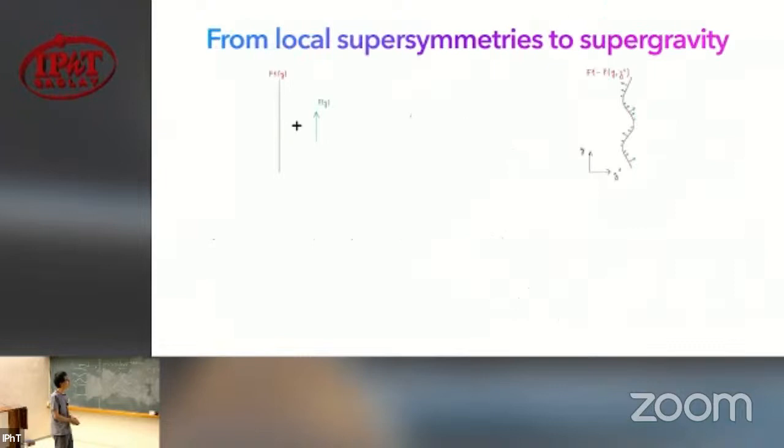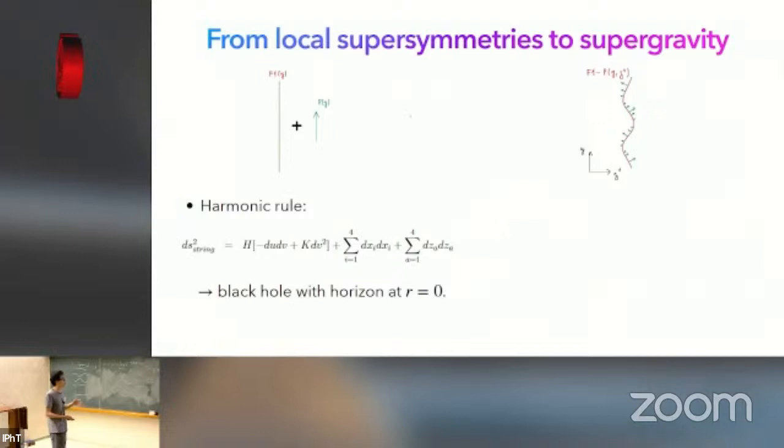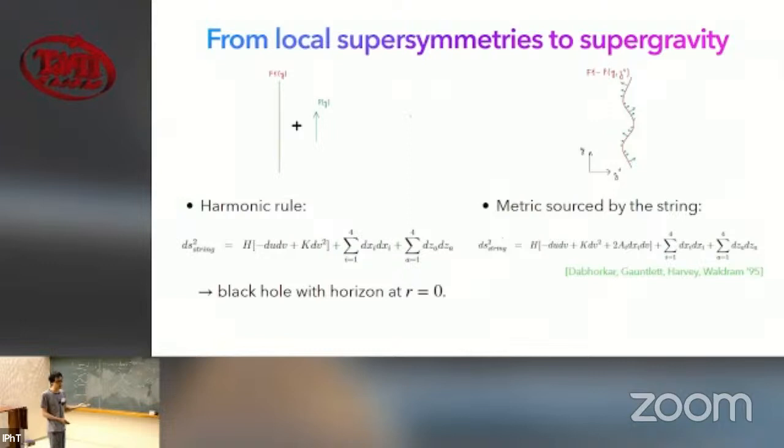So I promised you that I would go to supergravity. If you consider this setup, you can apply the harmonic function rule. You would get a black hole with horizon at r equals zero. Now, with this more complicated string with a profile, there's also a metric. And it turns out that this one is smooth and horizonless.